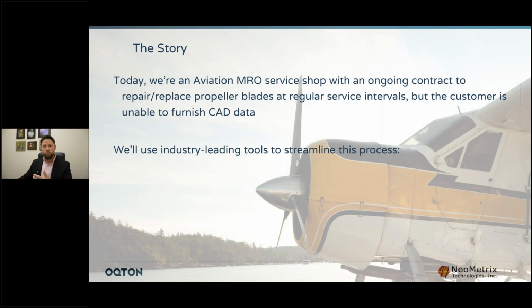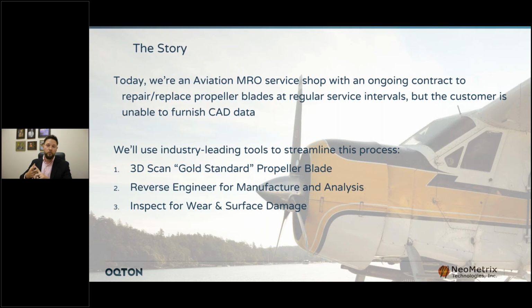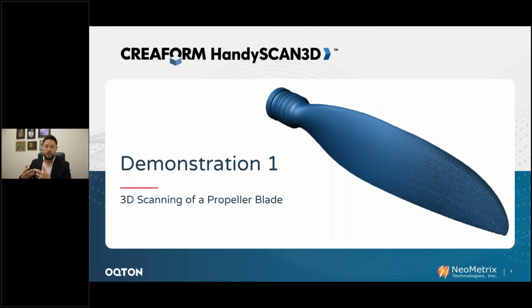So to do this, we're going to use industry-leading tools to streamline this process. For step one, we're going to 3D scan a gold standard part, one that we know is good. Step two, we're going to take that scan and reverse engineer it into a usable CAD model. And then step three, we're going to inspect a subsequent blade scan against that CAD model. That'll bring us to demonstration one.